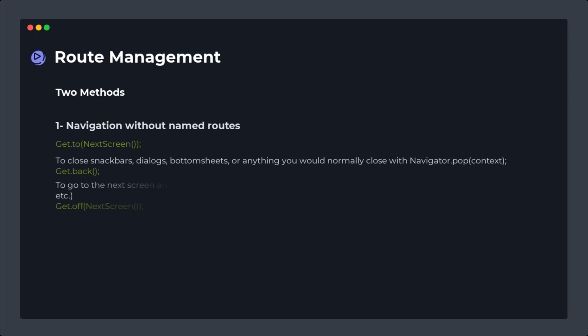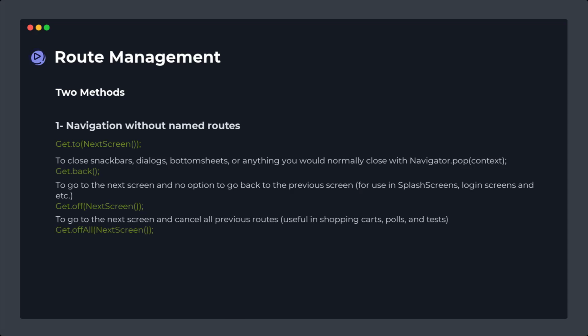Then let's say we want to move toward the next screen, but we want to remove the current screen which is being displayed, so we can call Get.off. This is going to remove the current screen and jump towards the next screen. And whenever the user heads back, or presses the back button, or uses Get.back to reach the previous screen, the user will not be able to find that screen which is closed. Then we have another method, Get.offAll, which is going to remove all the previous screens and show us the next screen.